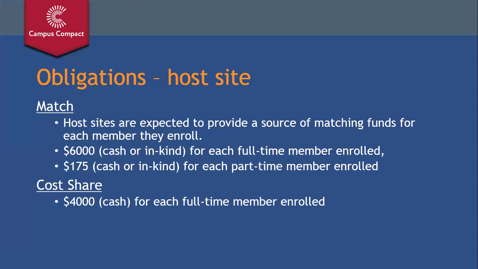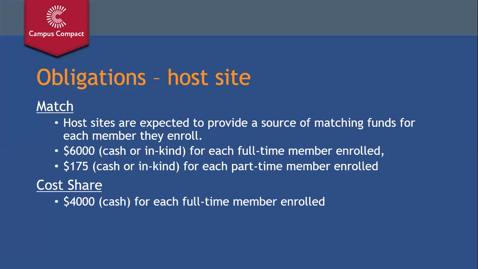For each part-time member, the match rate is $175 per position, whether cash or in kind. Again, I would imagine everyone's going to use in kind because you don't want to pay that additional $175 in cash. But that's for each part-time member enrolled. Again, those things can be personnel time, they can be space, or if you're using funds to pay for professional development or training opportunities for the AmeriCorps members, those sorts of things would be allowable ways to match the funds that we're leveraging for this grant opportunity.